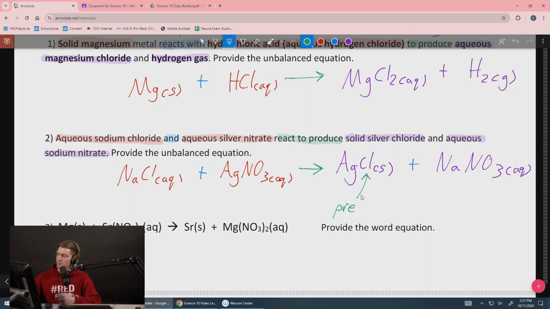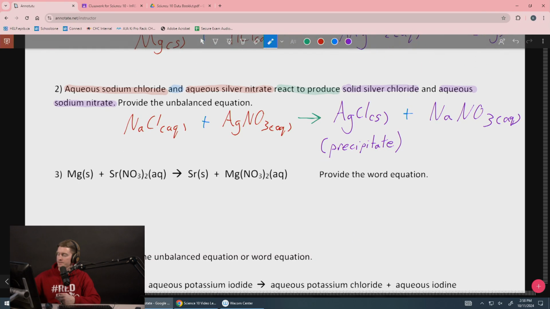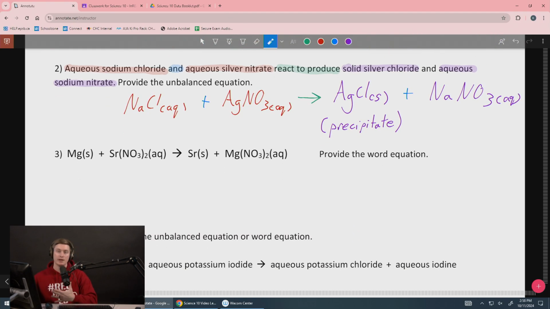This is a precipitate. That green arrow makes it look like there's a reaction. I'm just going to put a label underneath. This is our precipitate. This is a solid that forms from two solutions reacting with each other. Working backwards, this is our unbalanced chemical equation. We can write the word equation, or what's happening. So we'll take a look at our ingredients here.